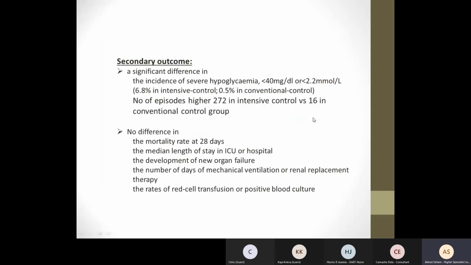Okay, in the secondary outcome, they also found that there was a higher incidence of severe hypoglycemia in the intensive control group compared to the conventional control group, but there was no difference in their mortality at 28 days, median length of stay, organ failure rate, and number of days on mechanical ventilation or renal replacement therapy, and the rates of red blood cell transfusion or positive blood cultures.